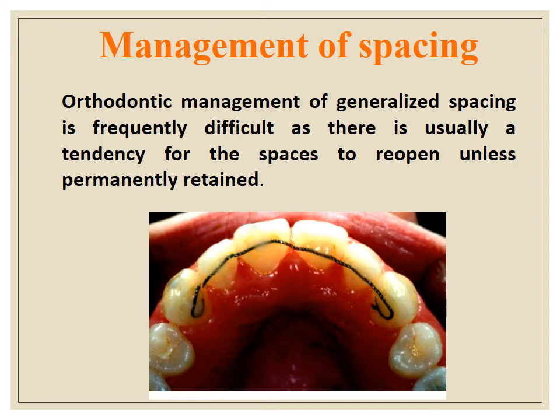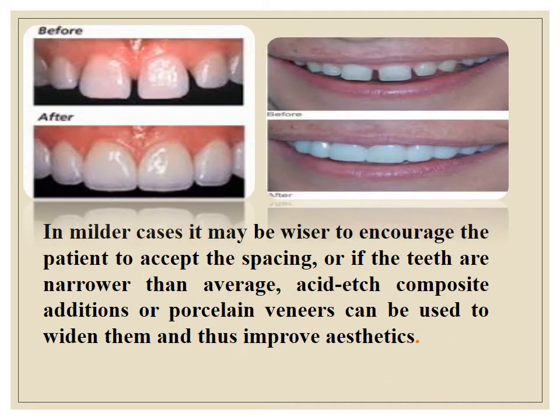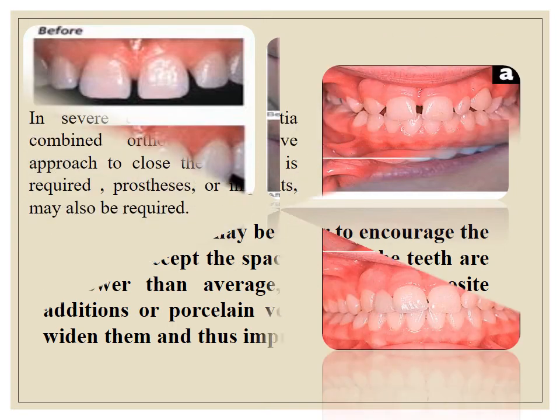In general, generalized spacing is frequently difficult because there is a tendency for the spaces to reopen, unless we consider using a permanent retainer. In the milder cases, it may be wise to encourage the patient to accept the spacing. And if the teeth are narrower than the average, we may use acid-etch composite, aesthetic composite additions, or porcelain veneers to close the space, to widen them a little and improve the aesthetics of the patient.